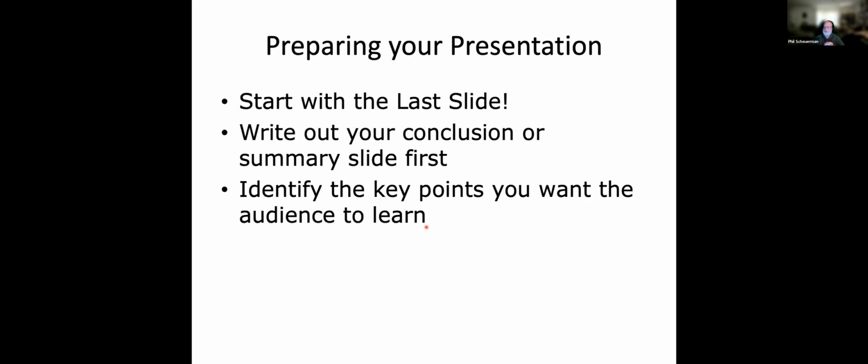Okay. So when you prepare, start with your last slide. What is the message you want the audience to take home? Then you're going to build your talk around that last slide, that last message. So you want to write out your conclusions or summary slide first. You want to identify the key points you want the audience to learn, and then you start building everything that goes in ahead of that to make that message understood by the audience.